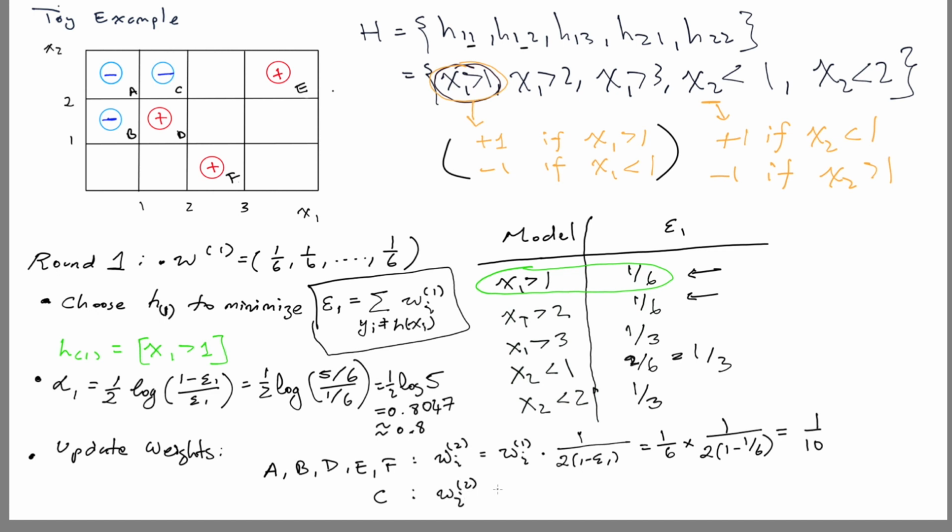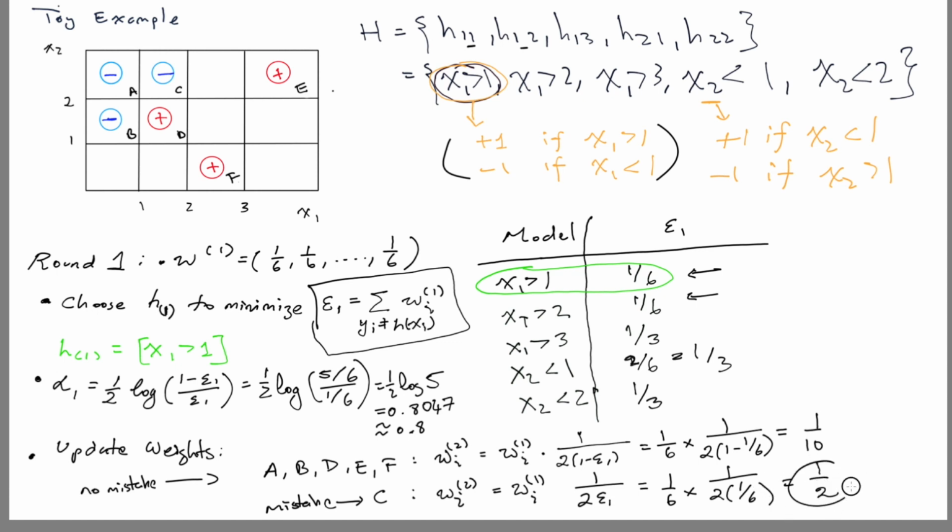Okay, we're going to have the same update that we had before, so 1 over 2 times epsilon 1. So again, these are the points where no mistake. These are the points where we made a mistake. Okay, now this is going to be 1 over 6 times 1 over 2 times 1 over 6, and this is just 1 over 2. So you see this weight now is much bigger. It used to be 1 over 6, now it's 1 over 2.